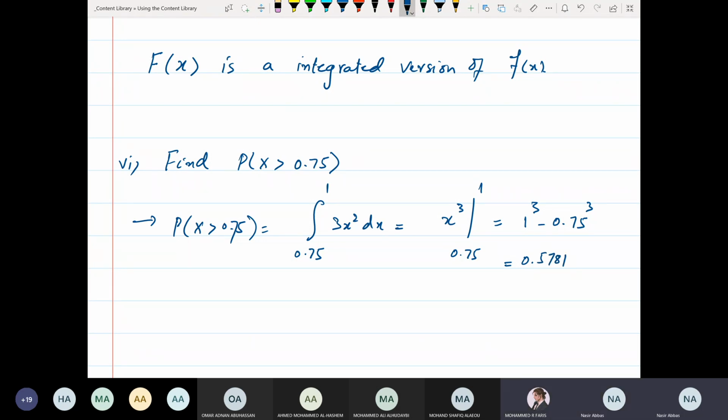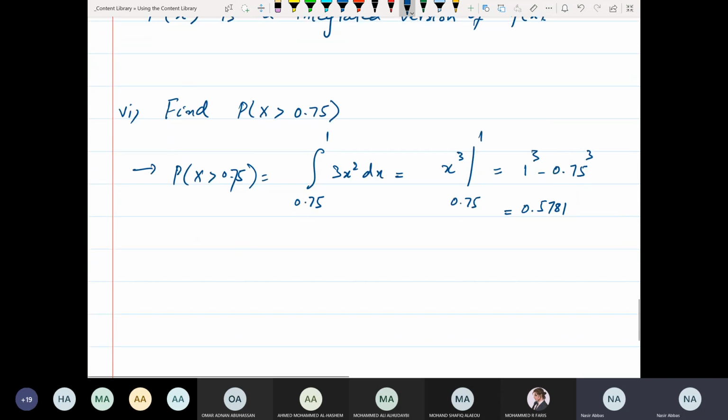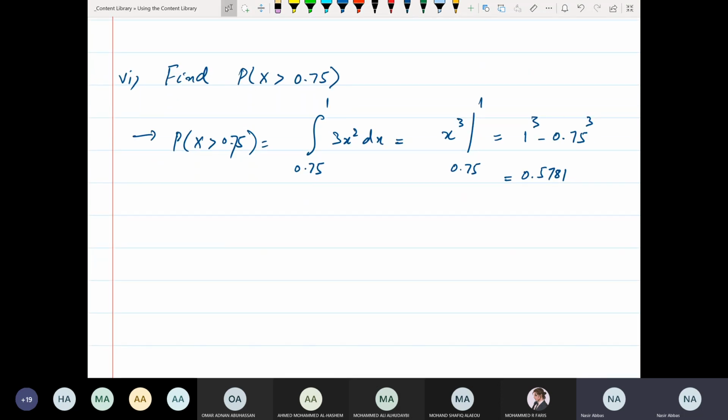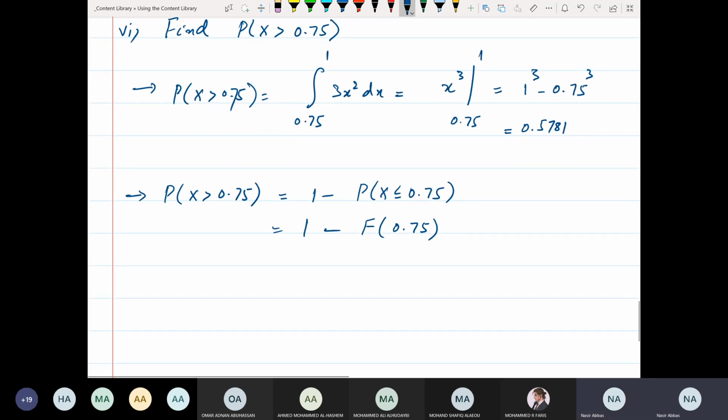This is by using the probability density function, PDF, small f of x. But what if I don't want to integrate? I can use capital F of x. How? Let me show you. For greater than 0.75, I can make use of the complement theorem. I will write it as 1 minus the probability of x less than or equal to 0.75. And then, the second part can be written as capital F of 0.75, because it's less than or equal to. Less than or equal to can be written as capital F of something. And this will be 1 minus capital F of 0.75, that will be 0.75 cube.